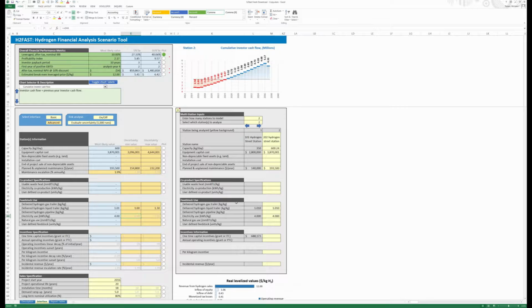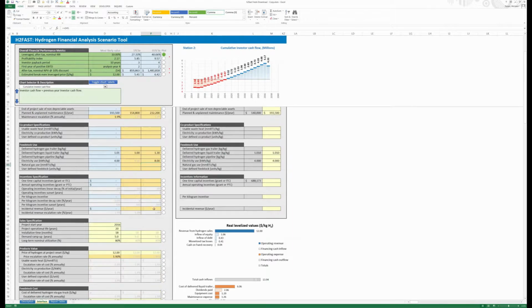We can also look at electricity. We're finding that some stations at low utilization might have higher electricity usage, so we can say ranging from 4 kilowatt hours per kilogram, and we can say it goes up to twice as much.